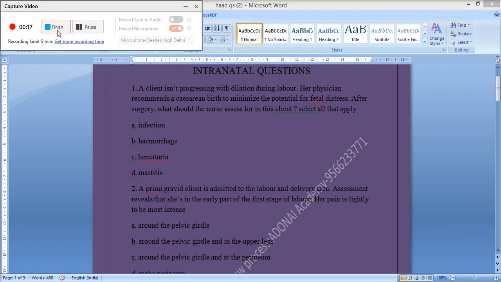Select all that apply. A. Infection. B. Hemorrhage. C. Hematuria. D. Mastitis. The correct answer is A, B, C. Infection, hemorrhage, hematuria.